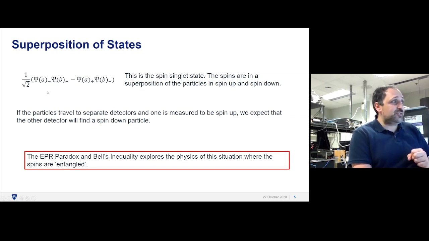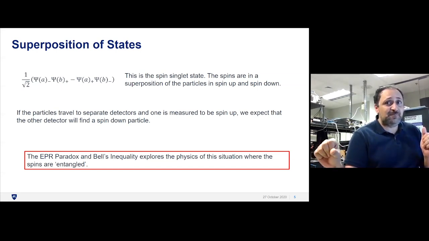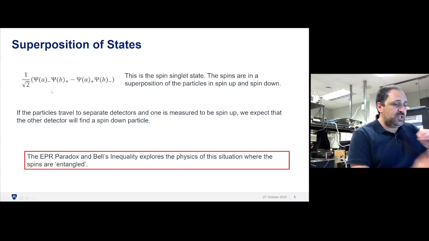So if the particles travel to separate detectors and one's measured spin up, then the other one's going to be spin down according to this wave function. The EPR paradox and Bell's inequality explore the physics of the situation.